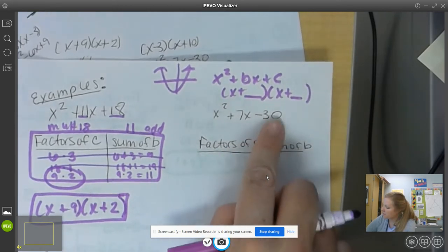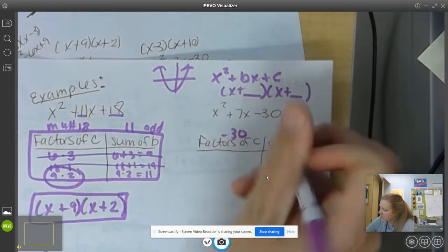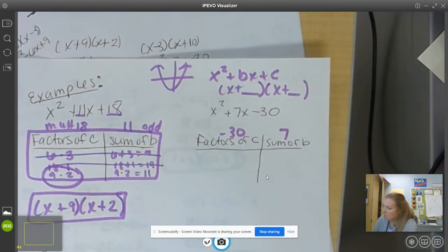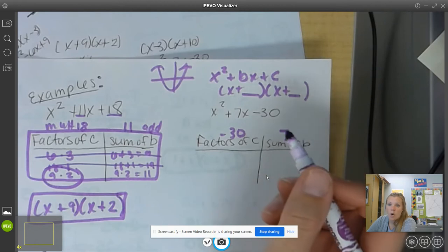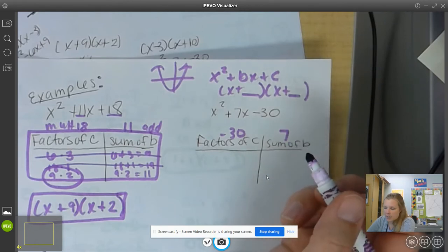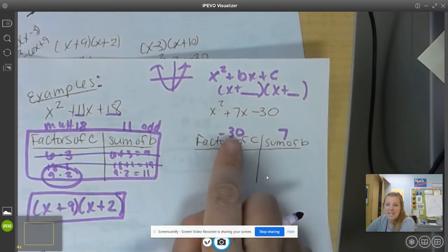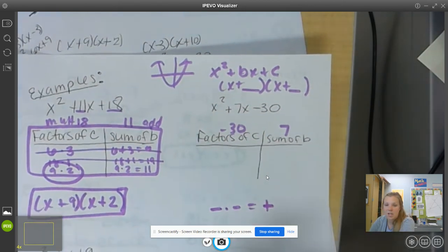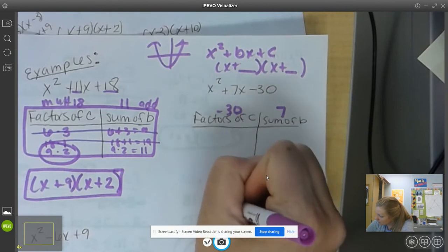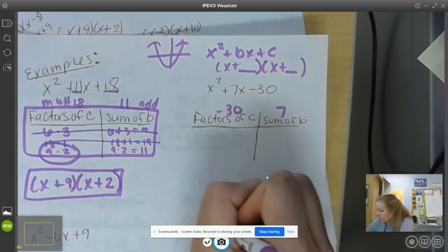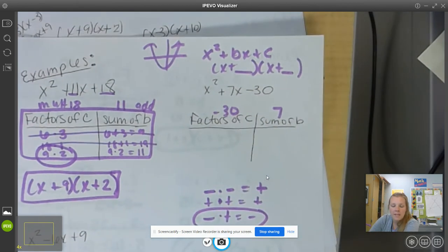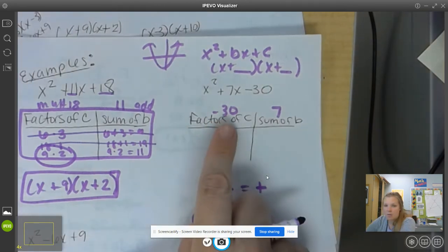This one is going to be the factors of negative 30, that's the c term, that add to be 7. And so you just have to start thinking, what numbers multiply to be 30? And you have to be careful because this is negative. A negative times a negative gives me a positive. A positive times a positive is a positive, but a negative times a positive is a negative. So I need one of my numbers to be negative and one of my numbers to be positive in order to get a negative number here.